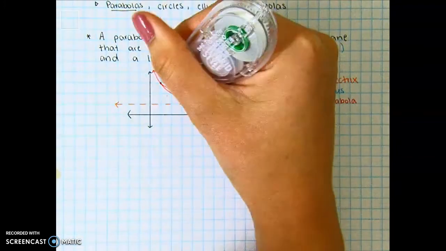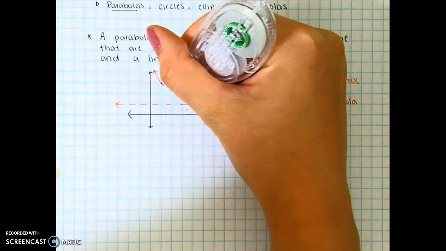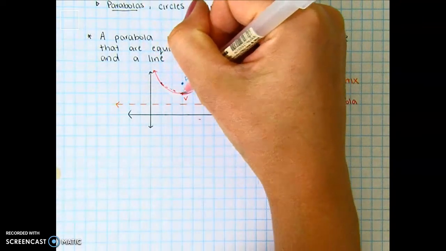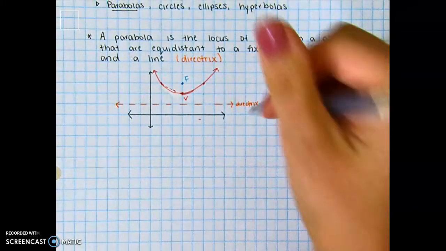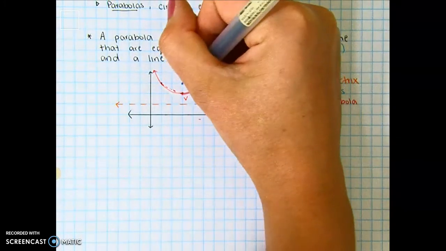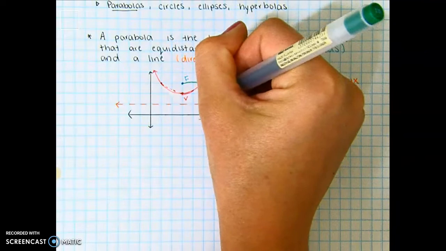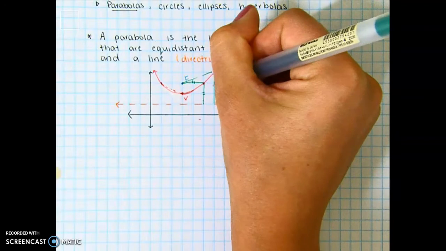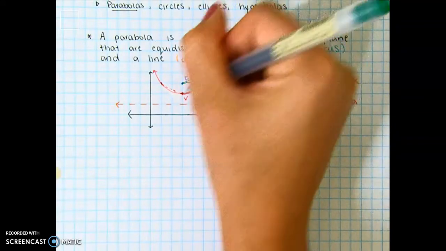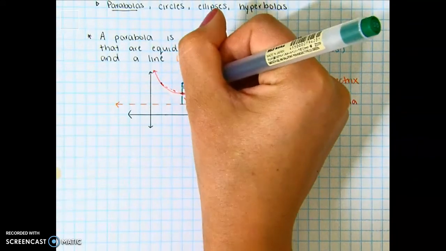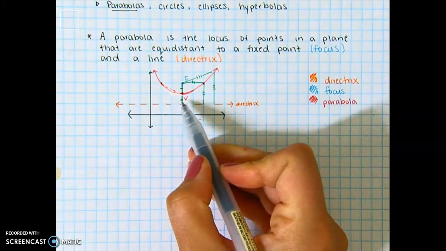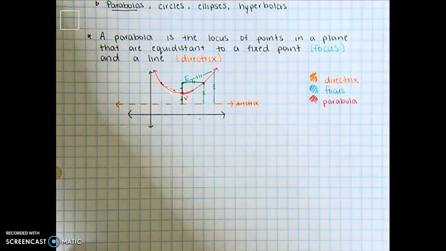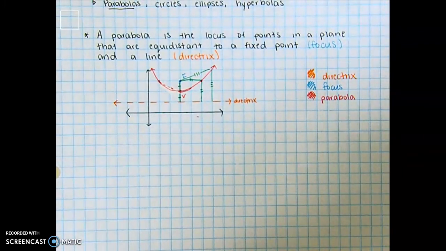Okay, so the distance between all of these points, here and here, is equidistant. If we went further, it would be equidistant. And then right here, this one's important, the first one. The distance between the vertex and the focus and the vertex and the directrix is going to be what is called our p-value.